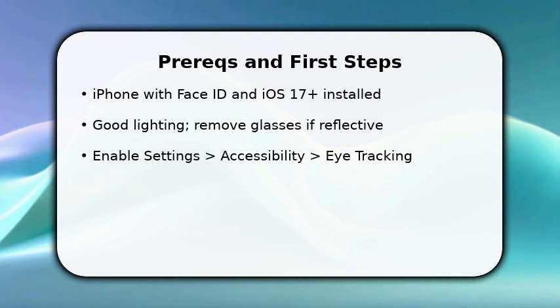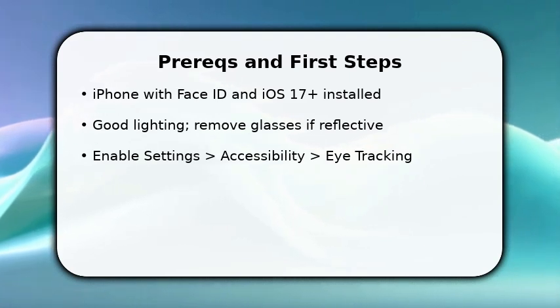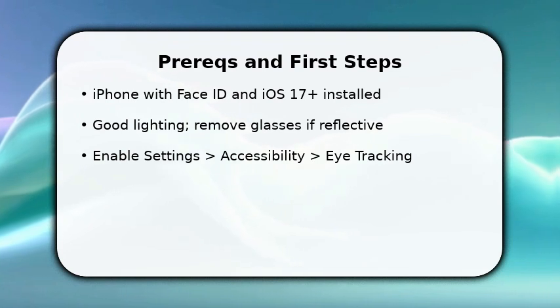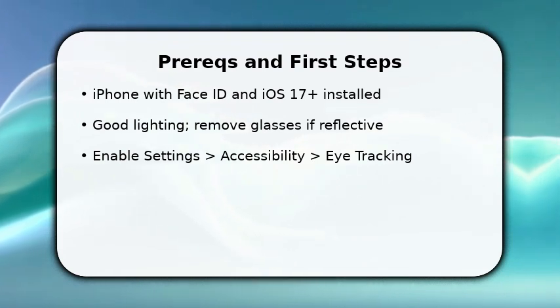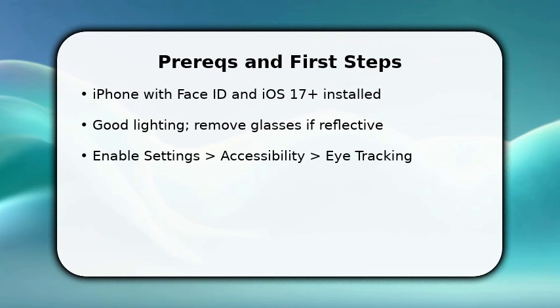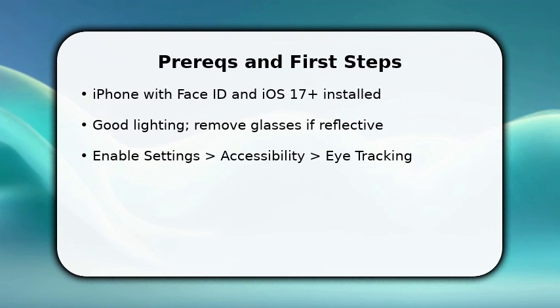You'll start by confirming the essentials: an iPhone with Face ID and iOS 17 or later, steady lighting, and unobstructed eyes. Once done, open Settings, go to Accessibility, then Eye Tracking. Tap to enable the feature and allow any required camera permissions. This gives the system access to the TrueDepth sensor.